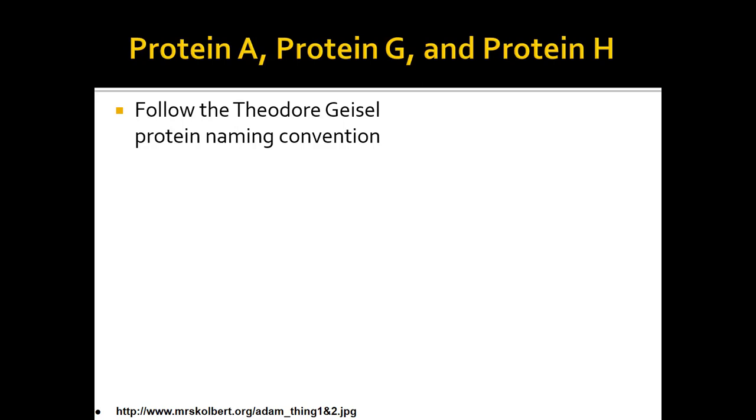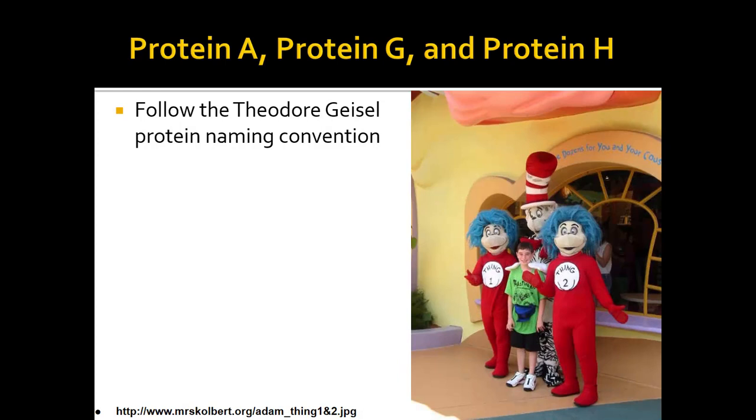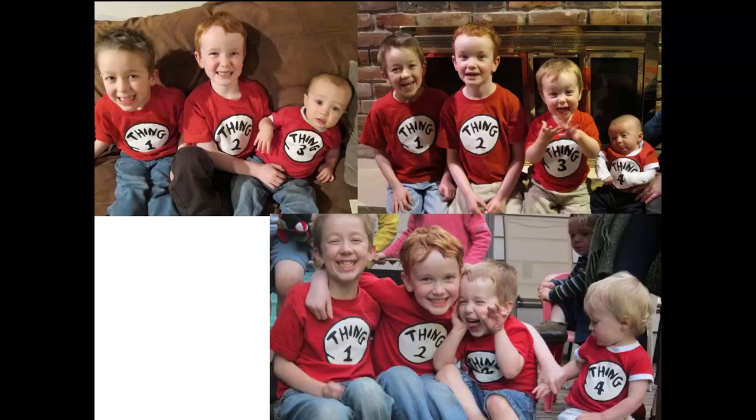The Theodor Geisel protein naming convention, that's a little joke. Do you know who Theodor Geisel is? It's Dr. Seuss. That was his real name. So it's like Thing 1 and Thing 2: protein A, protein G, protein H. It reminds me that when you have 4 children, you eventually get them shirts like this so that you can name them after the Dr. Seuss characters. Now they have a shirt that's Mother of All Things in the same script. But now they've gotten too big, and we've had to give the shirts away to a family that has 3 kids. So there you go.